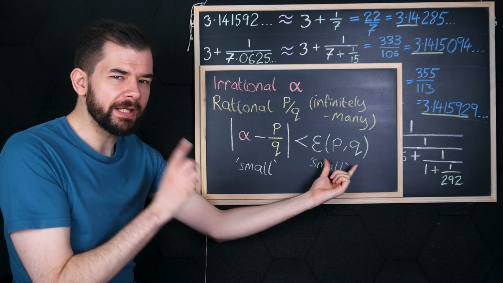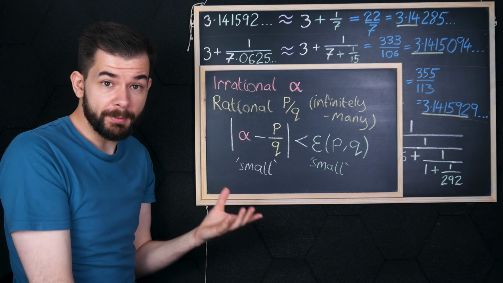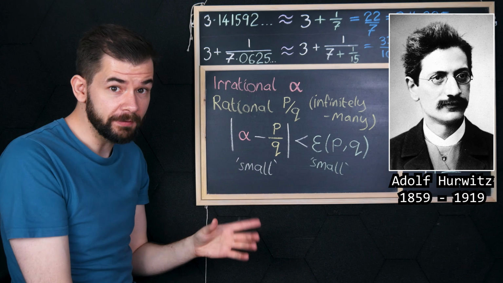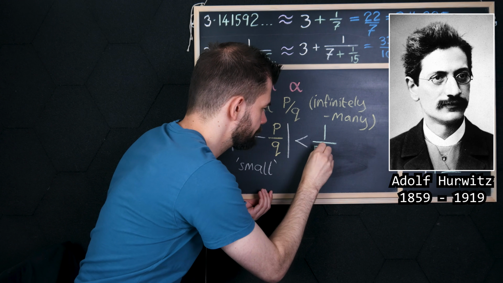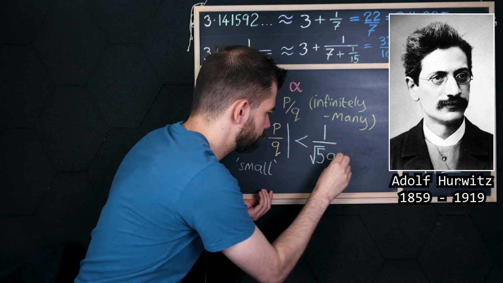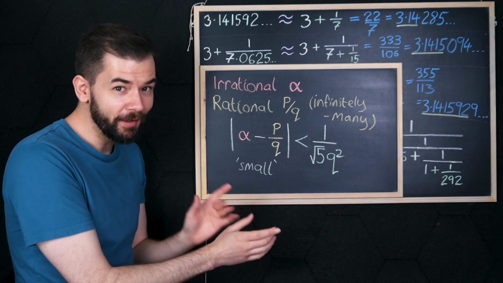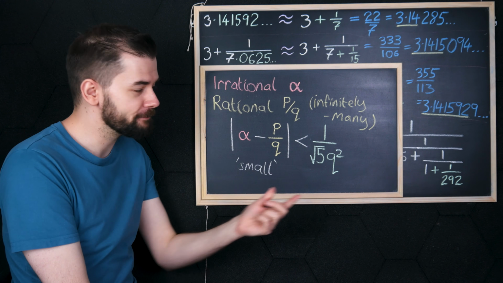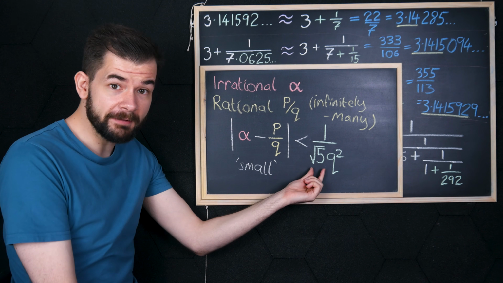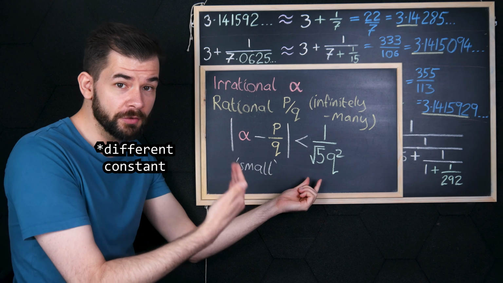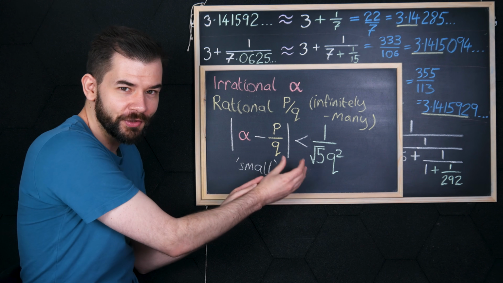So, what is a good example of this epsilon of P and Q? Well, German mathematician Adolf Hurwitz proved there are infinitely many rationals P over Q which satisfy this bound, 1 over root 5 times Q squared. This holds for every possible irrational number. What happens when we try to make this bound just a little bit tighter? Instead of root 5, what if we chose a different constant, maybe one that was slightly bigger, thereby lowering the bound just a little bit?